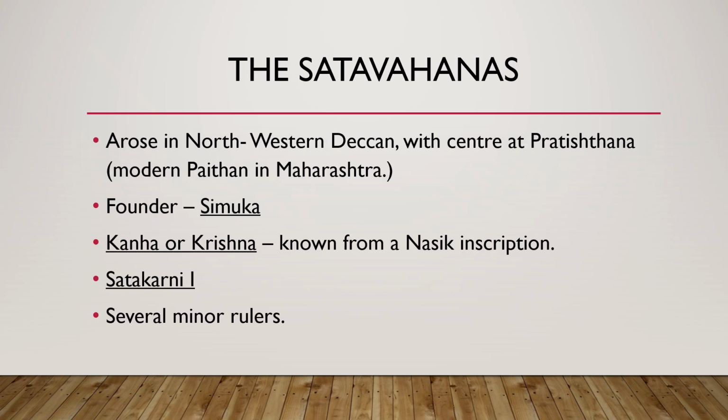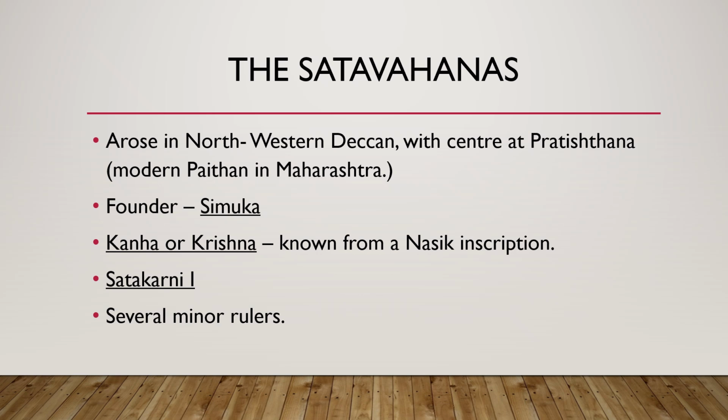Finally, we have the Satavahanas. The Satavahanas in the northwestern Deccan arose in about the 1st century BC with their center at Pratishthan, which is the modern Paithan in Maharashtra. And according to Purana tradition, it was Simukha who established Satavahana power. Kanha or Krishna, his brother, is perhaps known to us from an inscription at Nasik. The next ruler was Satakarni I.